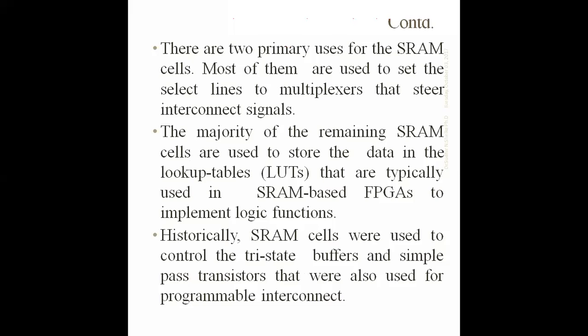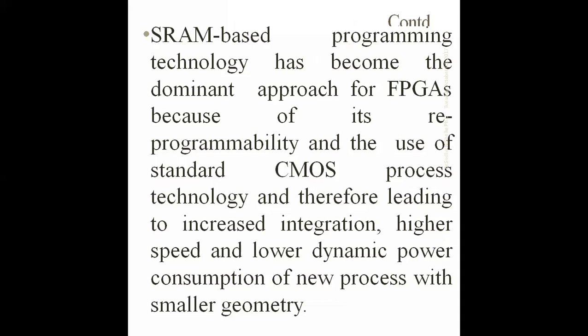There are two primary uses of a static RAM cell. Most of them are used to set the select line to a multiplexer that steers the interconnect signal. The majority of the remaining static RAM cells are used to store the data in the lookup tables that are typically used in static RAM based FPGAs to implement the logical functions. Historically, SRAM cells were also widely used to control tri-state buffers and simple pass transistors that were used to program interconnect.